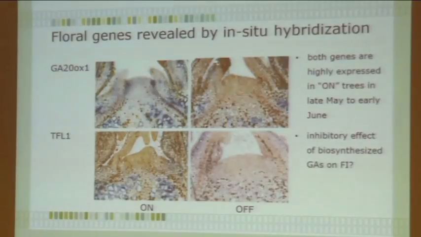And we compare on and off trees. And as you can clearly see, both genes are more highly expressed in the on trees compared to the off trees. So there might be some inhibitory effect of GAs involved in flower induction.